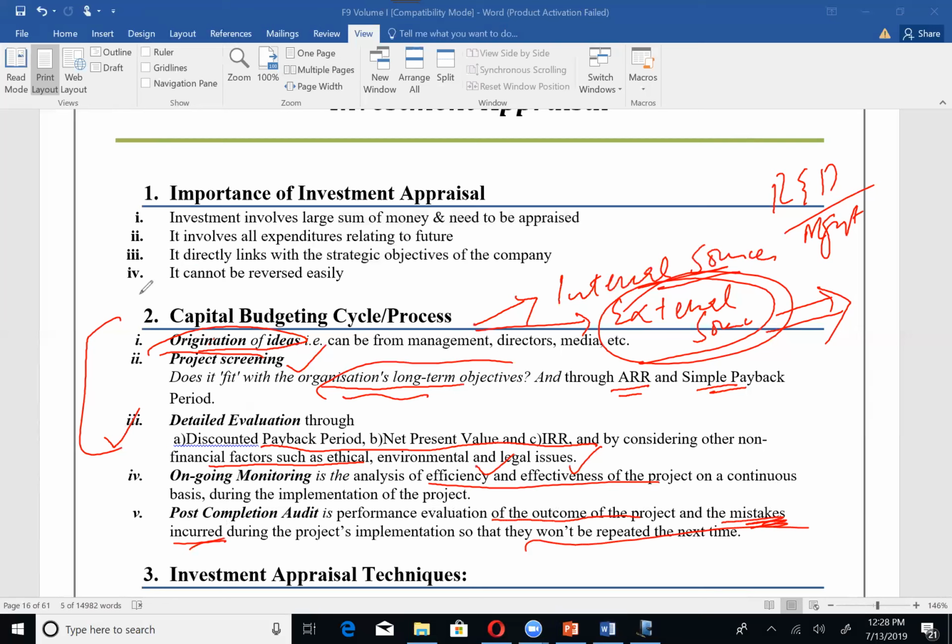Students, this topic has been tested for 5 marks in your past paper 2 times: what is the financial capital budgeting process? Okay, it has been done. Just give me 1 minute. Let me pick up a call, very important.